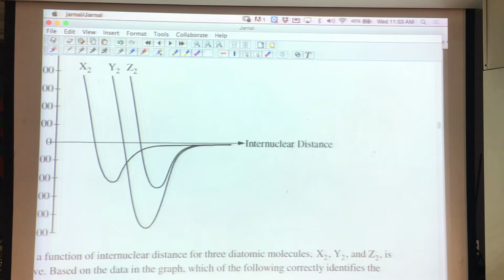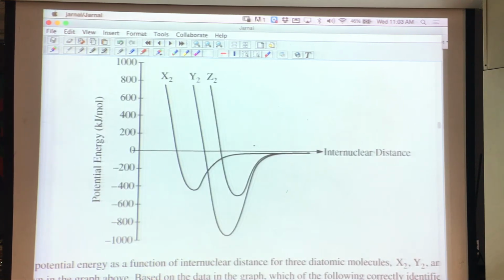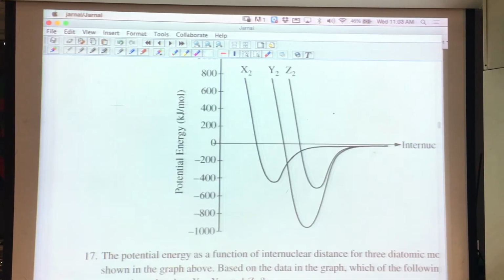Okay, everyone hates this question. You're going to see this graph. Maybe not written like this, but you will see this graph. Okay?